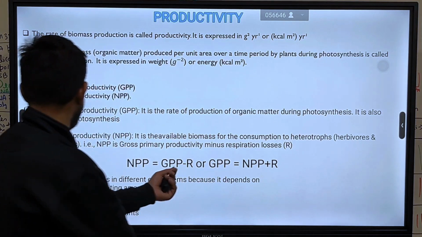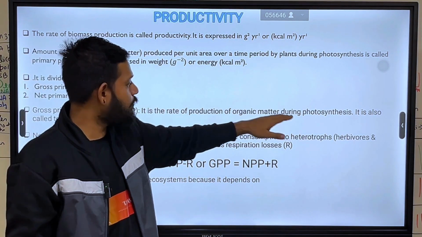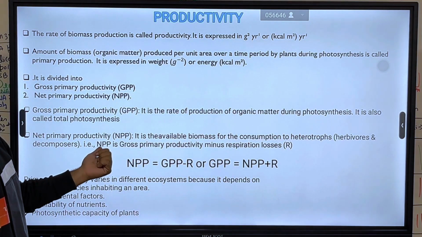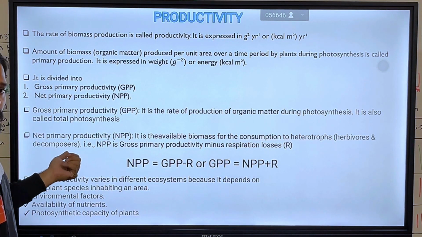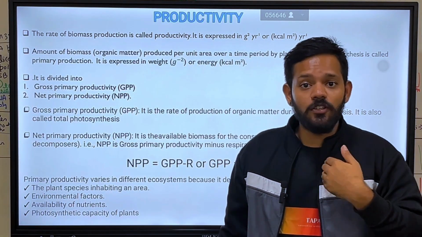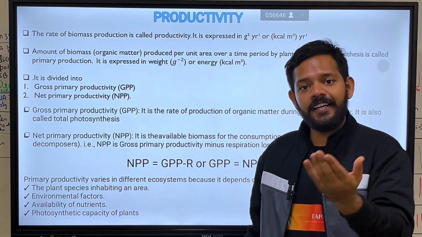So the same thing is written here. Gross primary productivity is the rate of production of organic matter during photosynthesis. It is also called total photosynthesis. Net primary productivity is the available biomass for the consumption of heterotrophs. Heterotrophs means us, cows, animals. All the animals are heterotrophs.